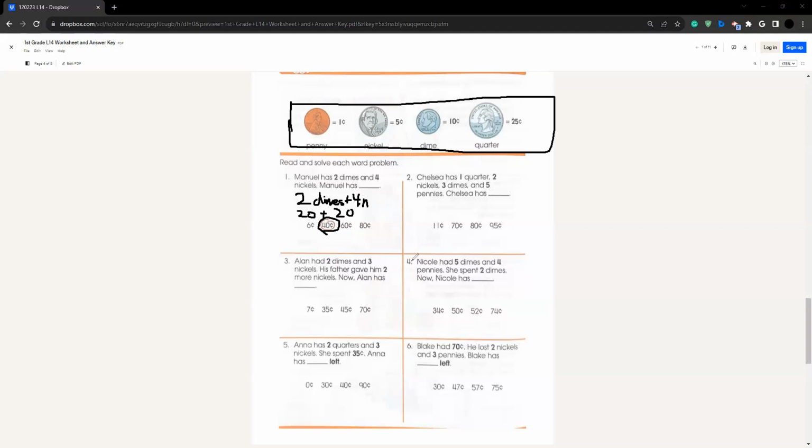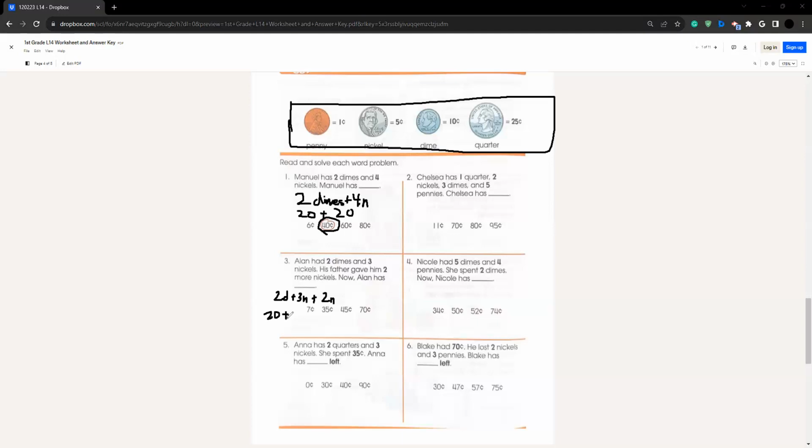Let's do number 3. Alan had 2 dimes and 3 nickels. His father gave him 2 more nickels. Now Alan has. Okay, so 2 dimes. I'll put D for dimes. Plus 3 nickels. N for nickels. Plus 2 more nickels. Another N. And so now we need to find the value, the amount of money each coin has. So if Alan has 2 dimes, 2 dimes is 20 cents.